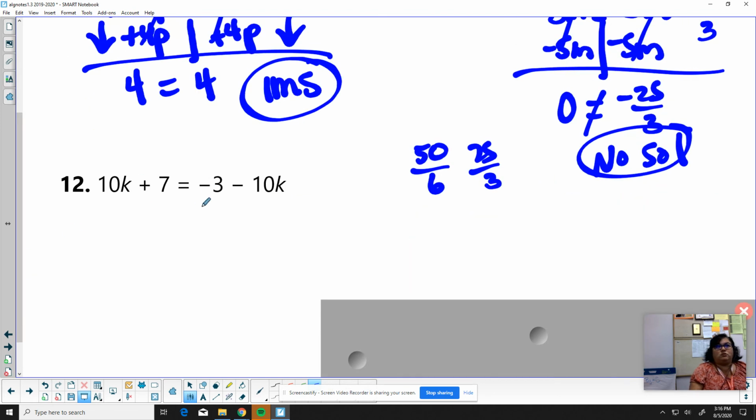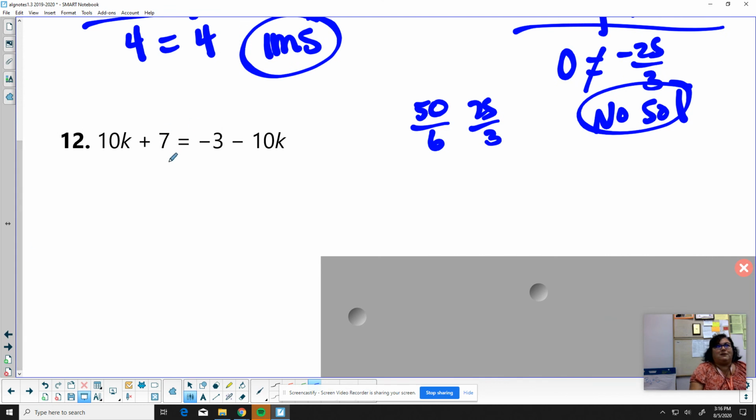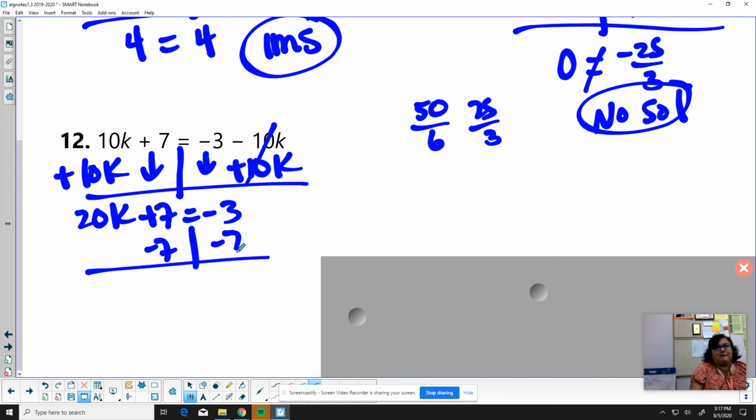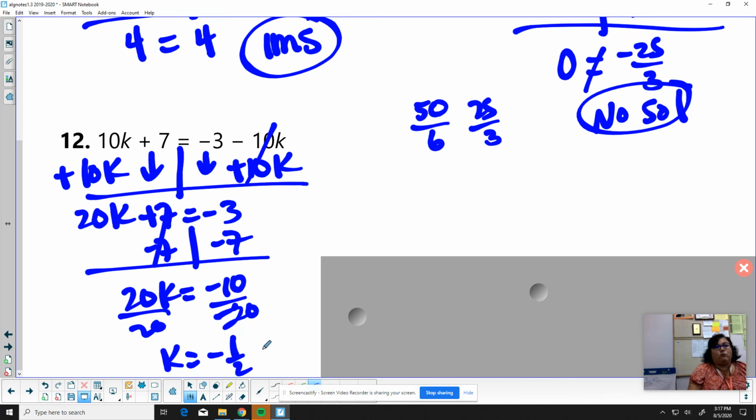And then on number 12, if you chose number 12, which I probably would have because I would have probably stayed away from the fraction. Okay, so here I would add 10k to both sides. That's 20k plus 7 equals negative 3. Those crossed out, but those did not because I was adding them. The 7 dropped, and so the negative 3. Then I'm subtracting 7, and I get 20k equals negative 10. I divide by 20, and I get negative 1/2, or negative 0.5.